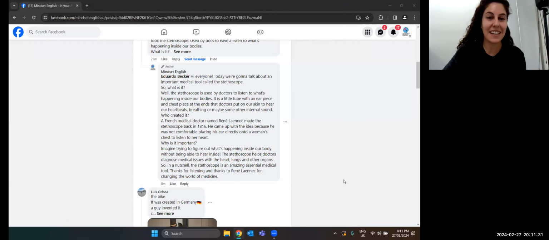Okay, so Edward's team, they say, "Hi everyone, today we're going to talk about an important medical tool called the stethoscope." So what is it? Well, the stethoscope is used by doctors to listen to what's happening inside our bodies. It is a little tube with an earpiece and chest piece at the ends that doctors put on our skin to hear our heartbeats, breathing, or maybe some other internal sound.